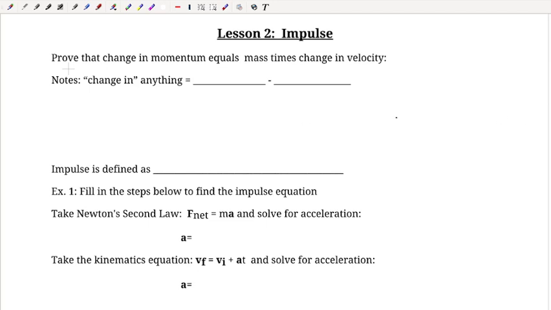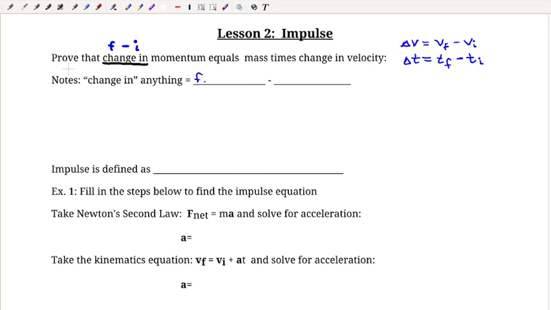So the first order of business says, prove that change in momentum equals the mass times change in velocity. Now it's important to remember that change in anything means final minus initial. So change gets this delta, this triangle sign. Change in velocity would be v final minus v initial. If I had change in time, this would be time final minus time initial. So change in is given this delta sign and it means final minus initial.